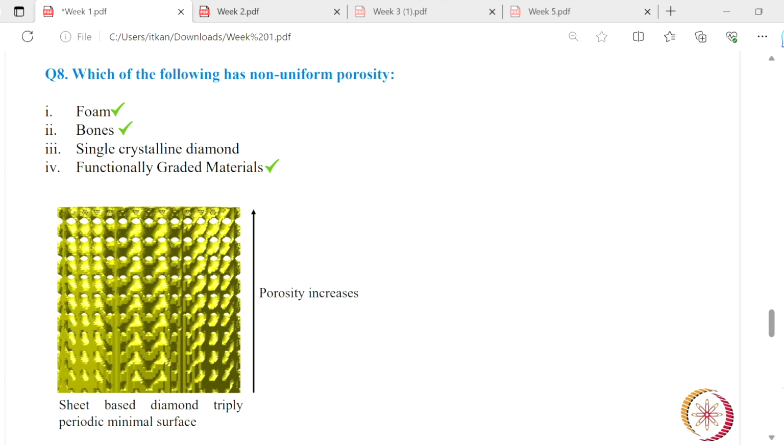Next question. Which of the following has non-uniform porosity? Foam, bones, single crystal diamond, functionally graded diamond. I have marked the options. Foam, bones and functionally graded materials have non-uniform porosity.